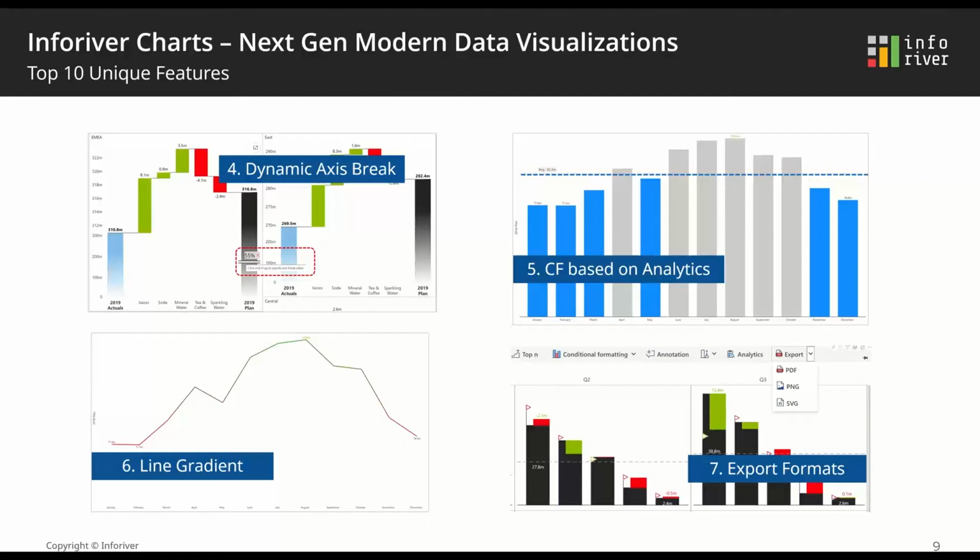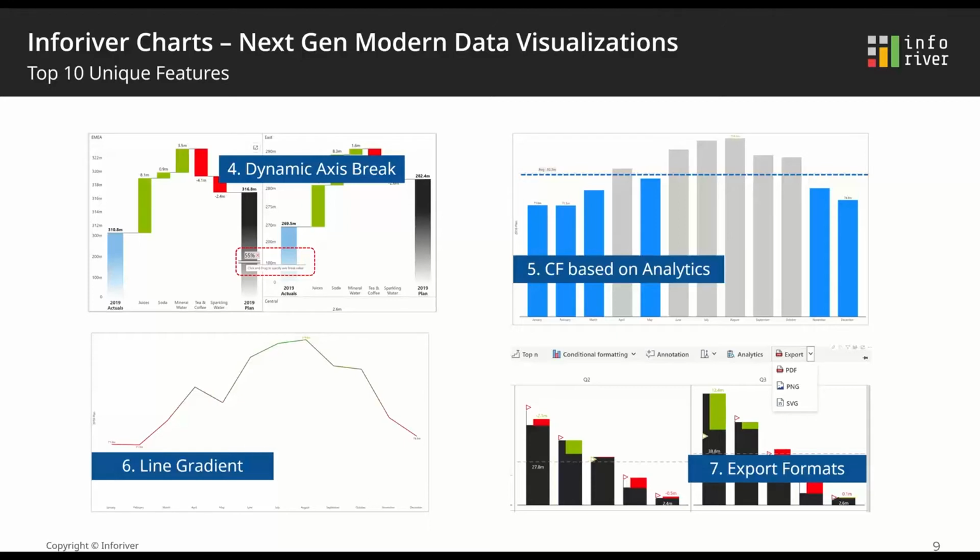Axis break is a very controversial topic, but for some charts like the waterfall chart, axis break is very, very important to see the variances, or which component is contributing to the variances. So we are providing an end user drag and drop user experience for dynamic axis break. So it's not like, oh, I need an axis break, you have to go ask your developer or IT to give you an axis break so you can see the variances clearly. Not anymore.